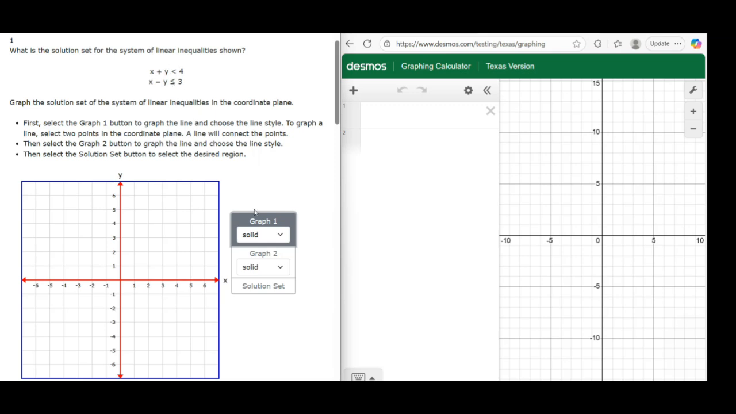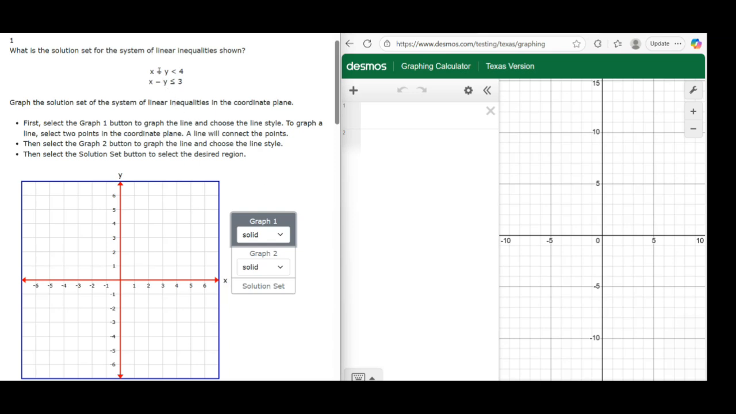You've got to be real specific. You can't graph this one and graph the second one for it. Okay, so you've got to make sure they match up. So graph 1 is x plus y is less than 4. Graph 2 is x minus y is less than or equal to 3. And then for the solution set, you'll choose where the shaded area will be.